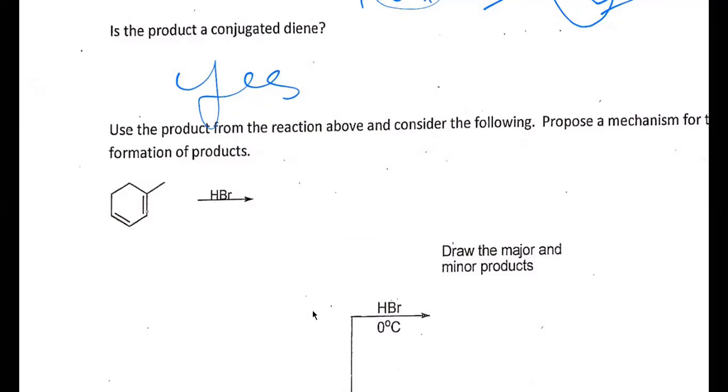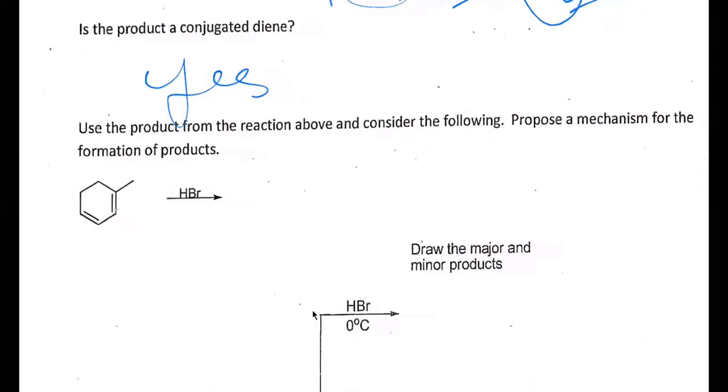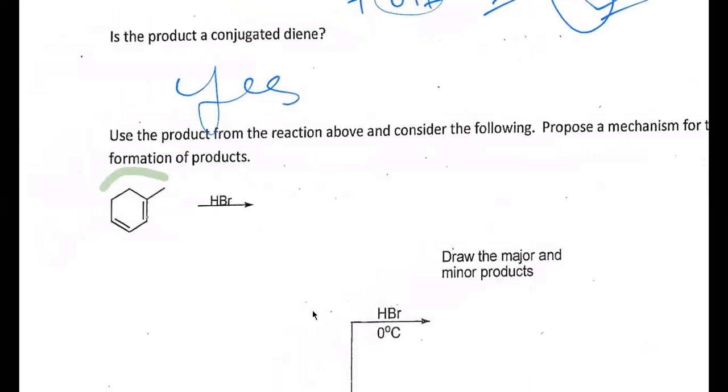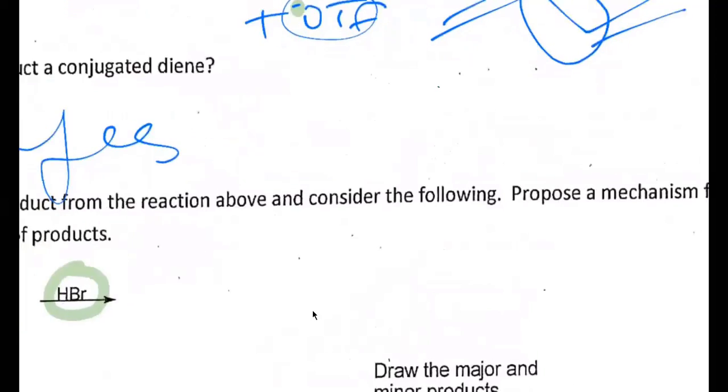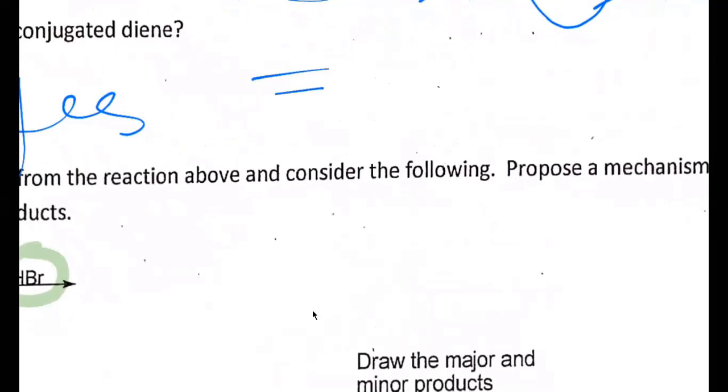Get your mind right, because you can't forget E2, SN2, SN1, all that stuff. All right, so this is the starting material, and I'm going to add HBr to it. Right, under normal circumstances, let me get a little blank spot up here. Under normal circumstances, if you took an alkene, let me put a methyl group, and added HBr to it, what would you get?